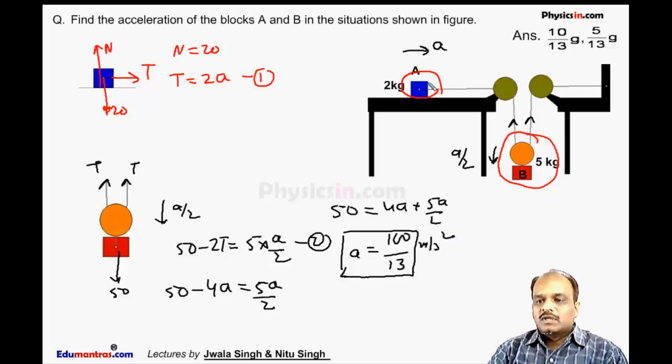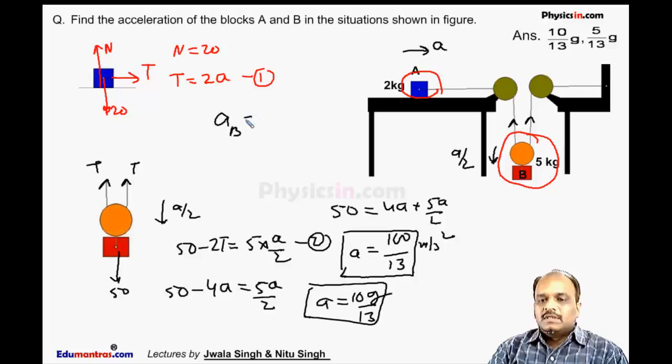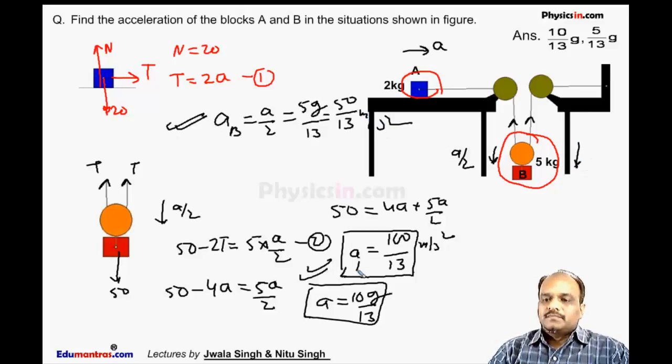This is the acceleration of block A, and this can also be written as 10g by 13, because we know g is also 10. So either this is the answer or this is the answer. In the same way, the acceleration of block B is a by 2, that is equal to 5g by 13 downward, or this is 50 by 13 meter per second square, downward.